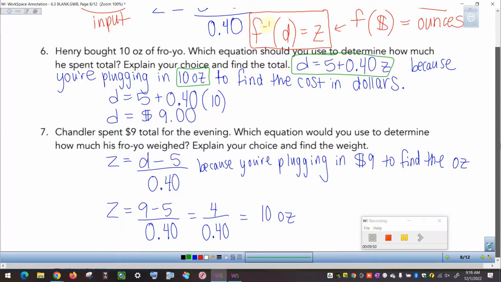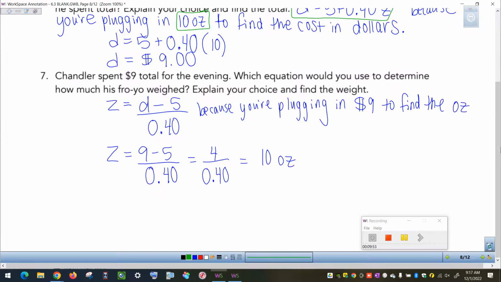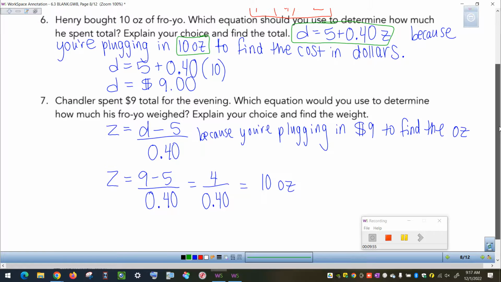All right, now interestingly enough, let's look at the connection here with the next problem. In number 7, it says Chandler spent $9 for the evening. Let's look at what equation we should use to determine how much froyo he weighed, in other words, how many ounces did he get? Well, now, if we know a dollar amount and we're trying to work backwards and figure out ounces, this is when it would be beneficial to use the inverse version of the equation, because we're going to be plugging in a dollar amount. Here we have the steps to do to the dollars, and it's an output, the type of thing that we're looking for.